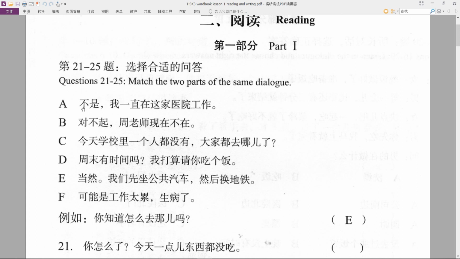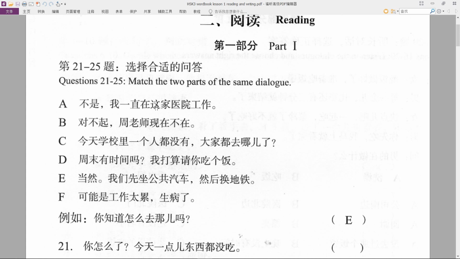First sentence, 不是我一直在这家医院工作. 不是, no. 我一直, all the time, 在这家医院, in this hospital. 这, this. 家 originally means home, but here it is a measure word for 医院, hospital. 工作, work. So now: I've been working in this hospital all the time.